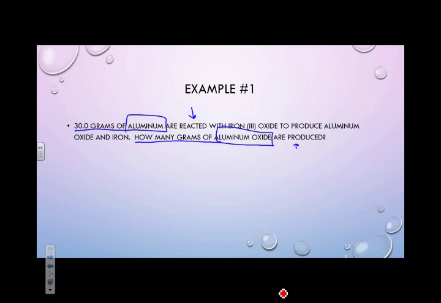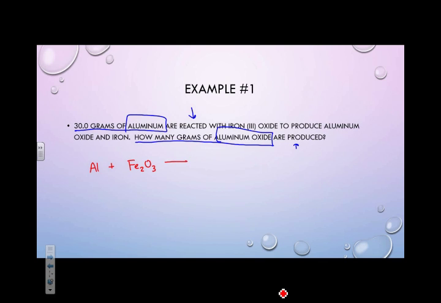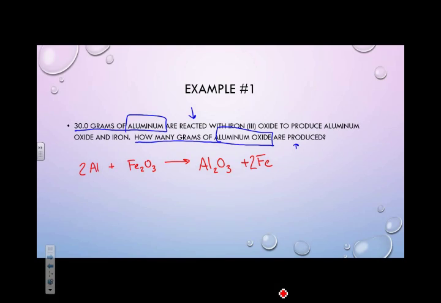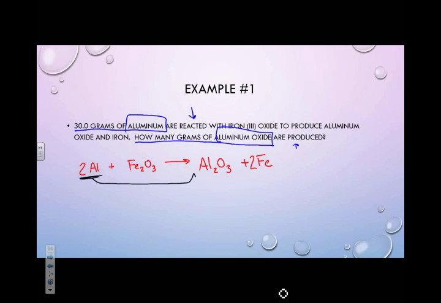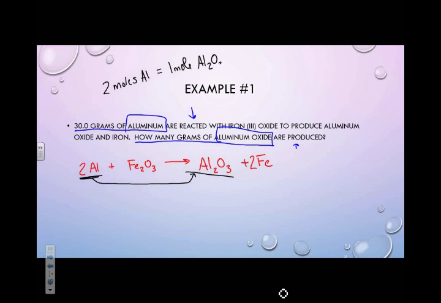So I'm going to write out and balance that chemical reaction. It tells me aluminum reacted with iron 3 oxide. So that tells me I have aluminum plus Fe2O3, and it's reacting to produce aluminum oxide, Al2O3, plus iron. And then I need to balance my chemical reaction with 2 aluminums and 2 irons. Once I have that started, I know from this balanced chemical reaction that I have 2 moles of aluminum and 1 mole of aluminum oxide. So that tells me I've got this relationship, 2 moles Al are equal to 1 mole of Al2O3.